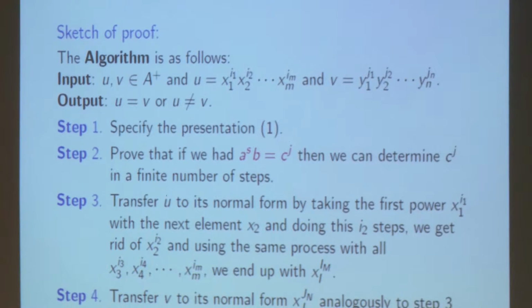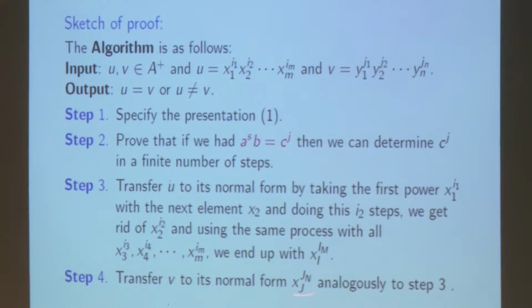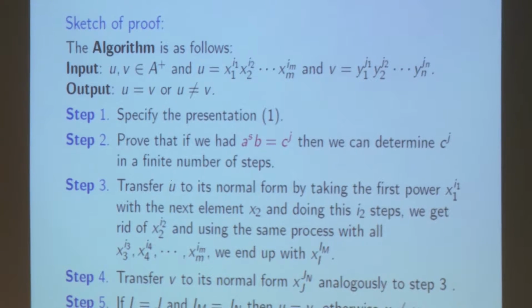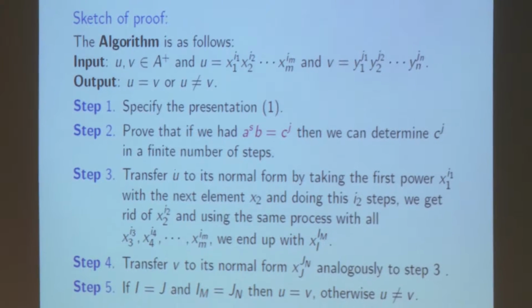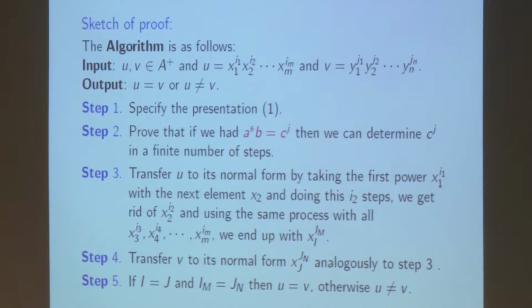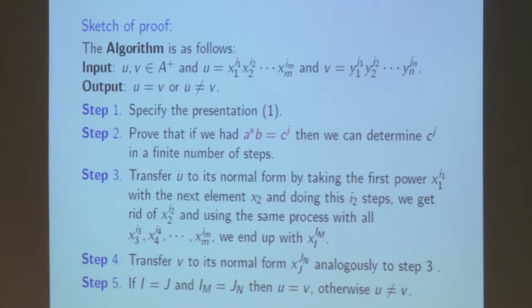Transfer V to its normal form similarly to step 3. So we get that V is also x index g to the power jn. If I equals j and lm equals jn, then u equals v. Otherwise, u is not equal to v in S. So we prove that this semigroup has a soluble word problem.